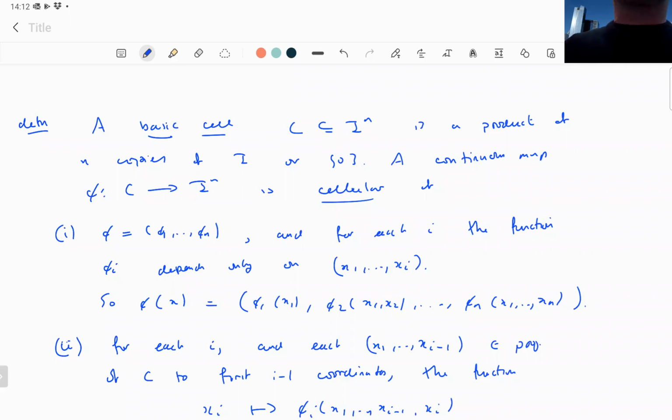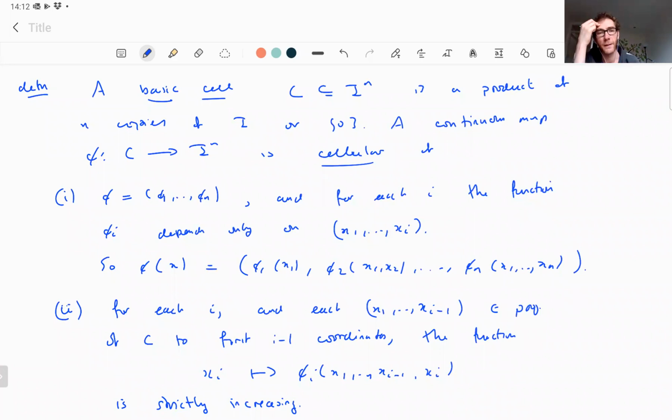Okay, so I've put some definitions from last time. We had this notion of cellular maps, and the point was it has this kind of triangular shape. The first coordinate of the map only depends on the first variable, the second coordinate only depends on the first two, and so on. When we fix the first i minus one variables, the function is strictly increasing in the last one.